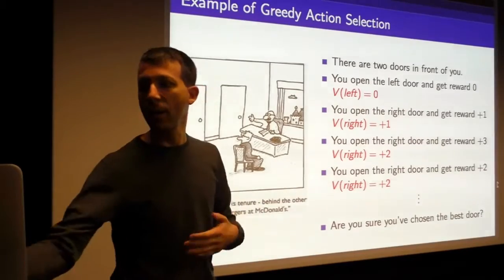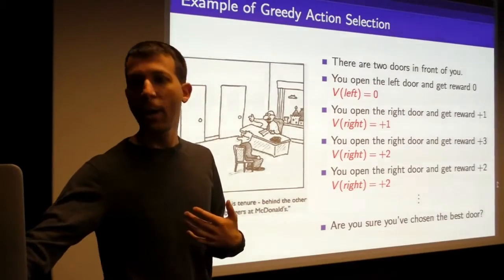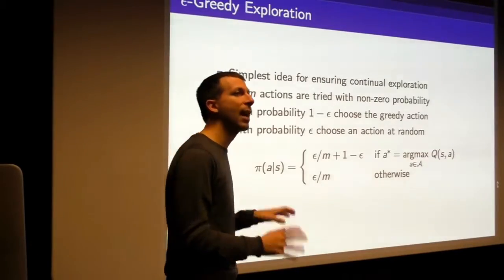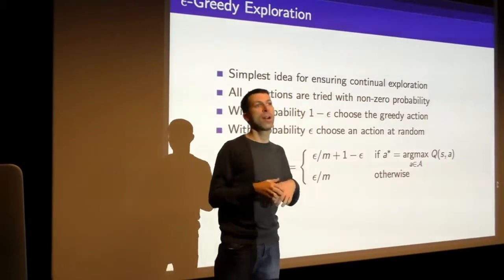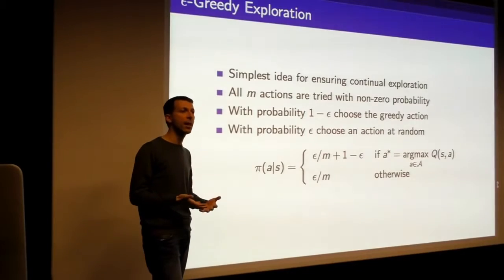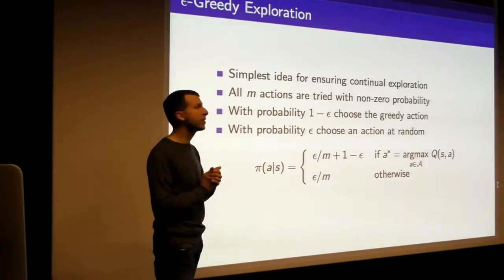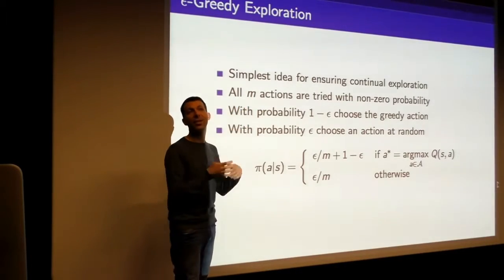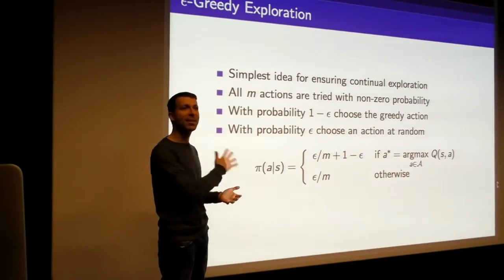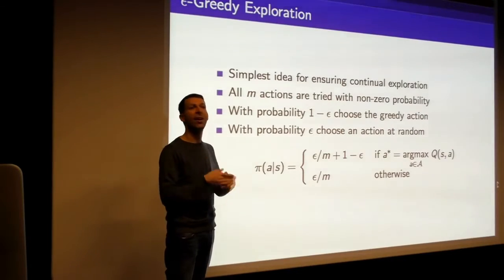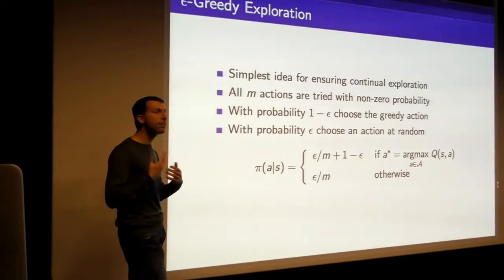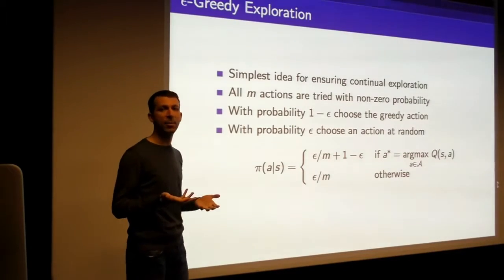So how do we do that? How do we make sure that we carry on? There's going to be a whole lecture on this, but we're going to start with the simplest possible way to guarantee that you continue to visit all states and all actions infinitely often. This is the simplest idea for ensuring continual exploration. It's actually surprisingly hard to do better than this simple idea, although there are lots of much more sophisticated algorithms. The simplest idea is what's called epsilon greedy exploration.